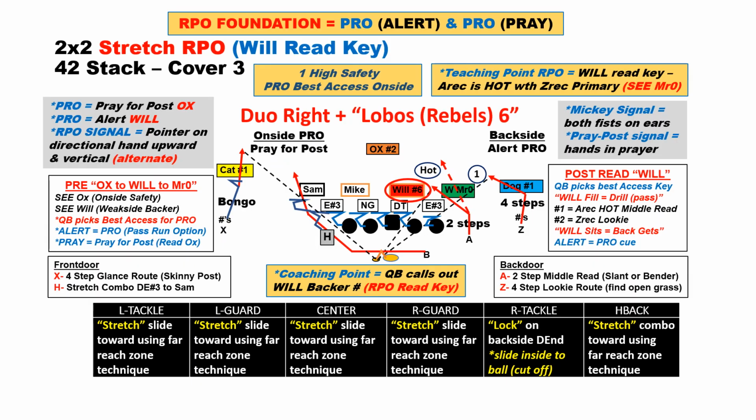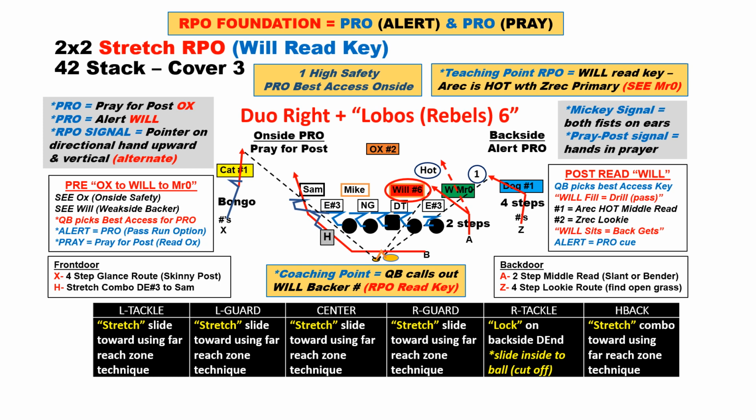So here's an example of using wide zone RPO, what we call stretch RPO, as a foundation to your pass game. You can see we're running stretch to the left, but we're going to go ahead and RPO read the will receiver using what we call a Mickey read route combination with the A and the Z. We can turn this into a PRO, or think pass first, essentially turning it into a quick pass using the same read, the same key defender, and just adding an alert cue with their signal and verbal.